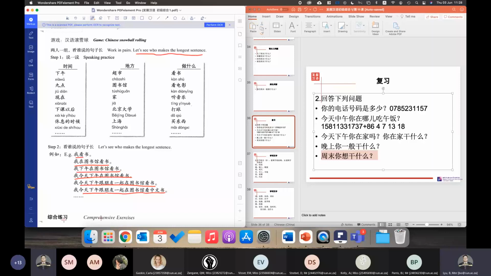Do we get what we need to do with this? Use the vocabulary provided, okay, and try to make the longest sentence. All right.